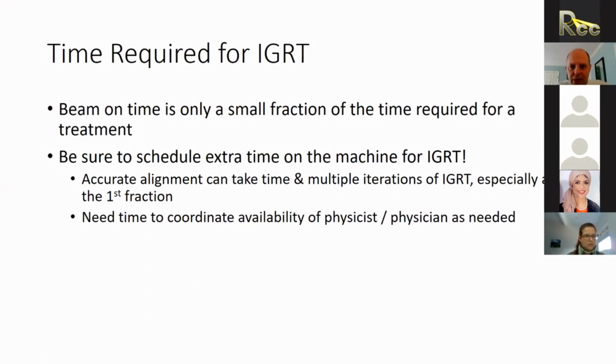Otherwise, it could be very frustrating if you assume that when you're not doing image guidance and then you add image guidance, you can treat the patient in the same amount of time. The beam on time is only really a small fraction of the time required for a treatment. Be sure to schedule extra time on the machine for image guidance. Accurate alignment can take time and multiple iterations of image guidance, especially at the first fraction. So often we'll have patients that have a first fraction that's scheduled for double the amount of time that they would typically be scheduled, or maybe even more.